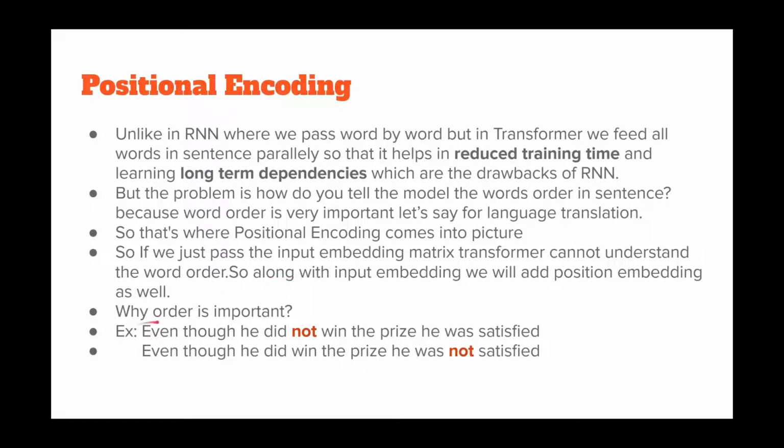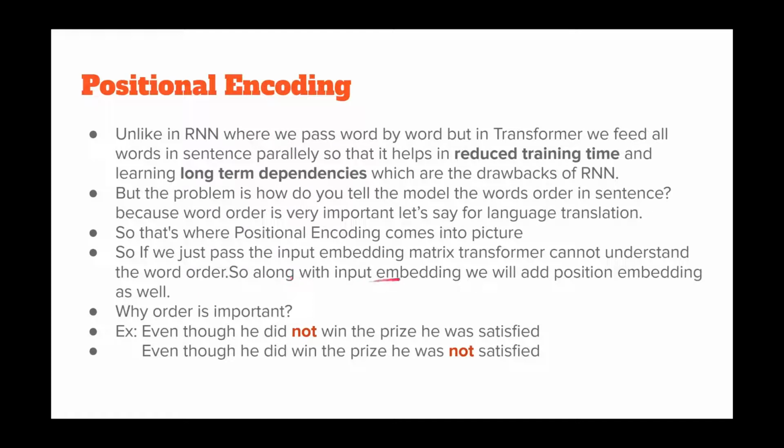Let's take an example. Take this sentence: "Even though he did not win the prize, he was satisfied." If I just move the "not" from the start and place it at the end: "Even though he did win the prize, he was not satisfied." The meaning of the whole sentence got changed, right? So the order of the words in a sentence matters. If we just pass the input embedding matrix, the transformer cannot understand the word order.